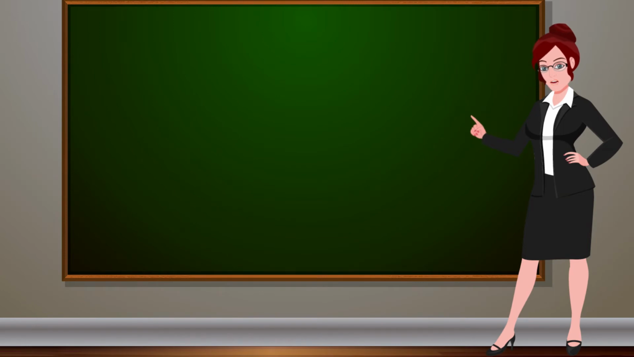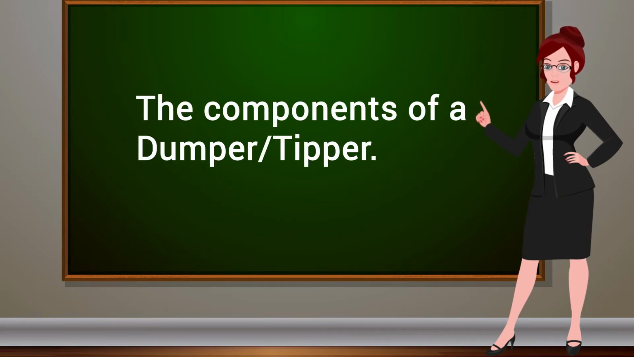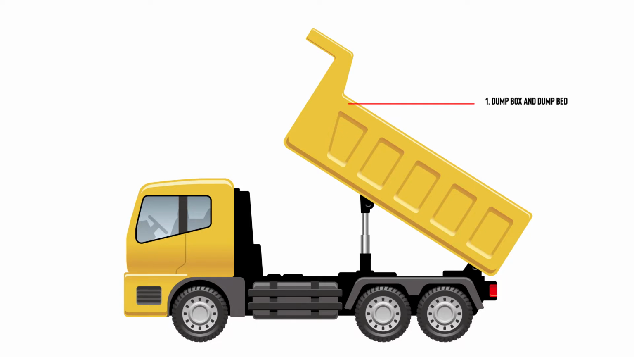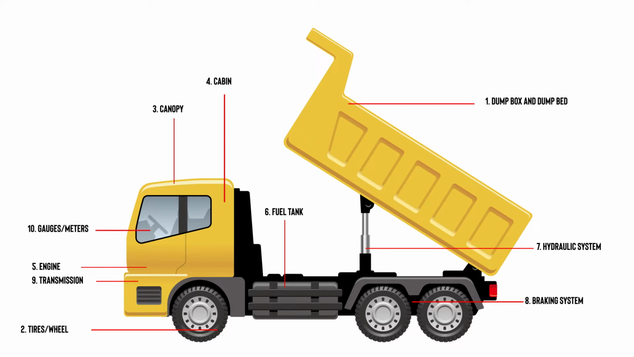Let us now see the components of a dumper, tipper. Dump box and dump bed. Tires or wheel. Canopy. Cabin. Engine. Fuel tank. Hydraulic system. Braking system. Transmission. And gauges or meters.